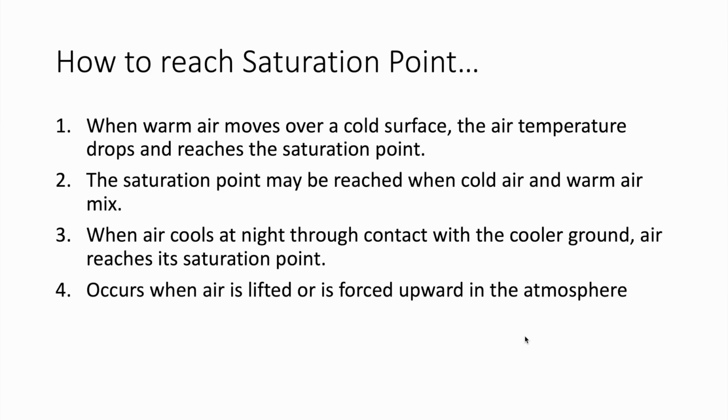There are a couple of different ways you can reach saturation point. Number 1, when warm air moves over a cold surface, the temperature of the surrounding air decreases and reaches saturation point. Number 2, when cold air and warm air mix, and we're going to look at a few different instances in which you would see these. Number 3, when air cools at night through contact with the cooler ground, air reaches saturation point. This is a type of fog that we'll look at. And number 4, when air is lifted or forced upward in the atmosphere.